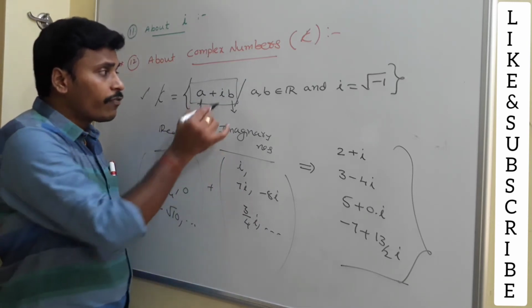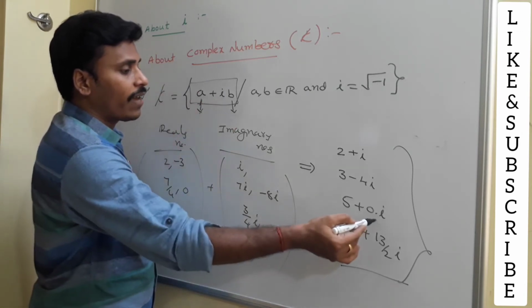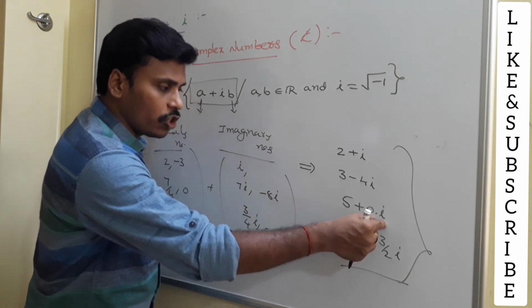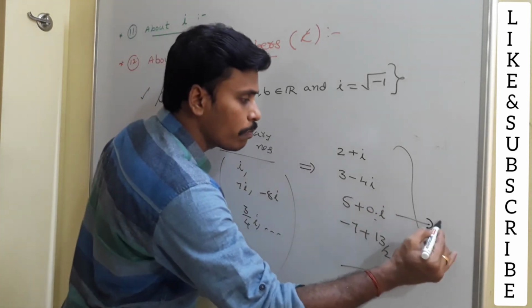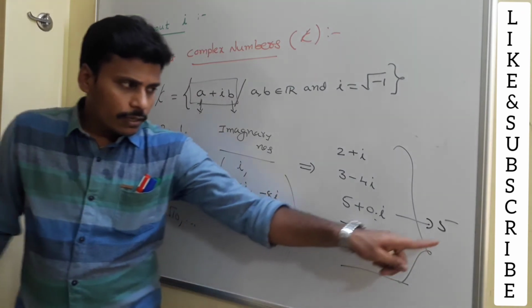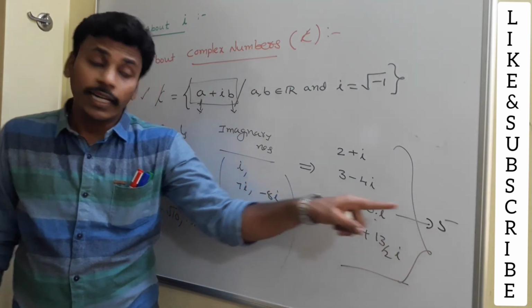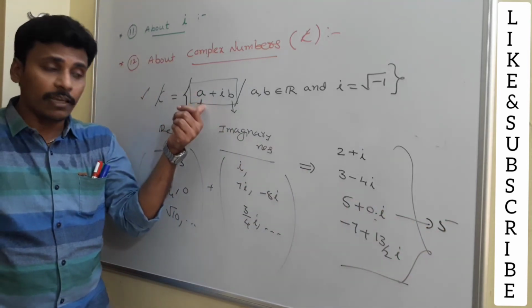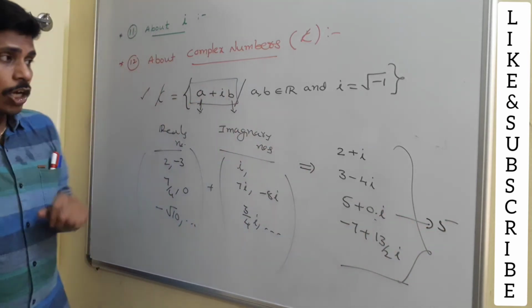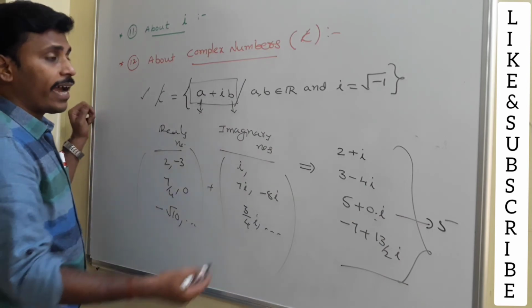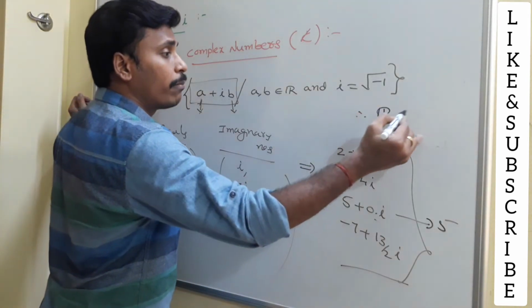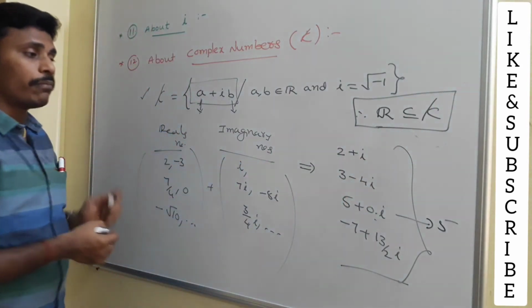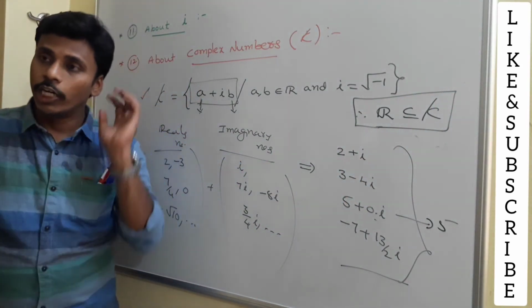If this b becomes 0, I gave an example here. 0 into i is just 0, and 5 plus 0, if you simplify, is 5. This 5 is clearly real, but you have a chance to represent that real number in the form of a plus ib. That means every real number is a complex number, right? So at the end, another conclusion: real numbers are a subset of the complex numbers. Every real number is a complex number, but every complex number need not be real.